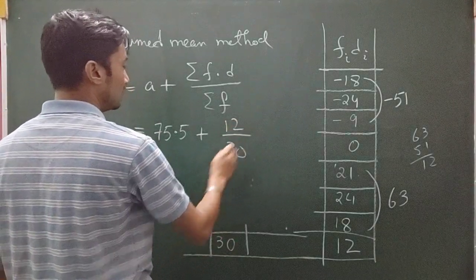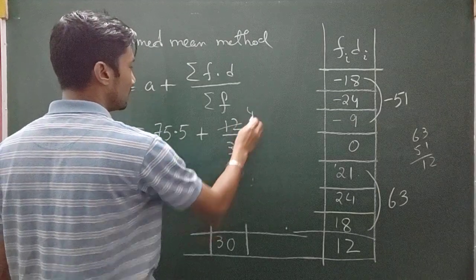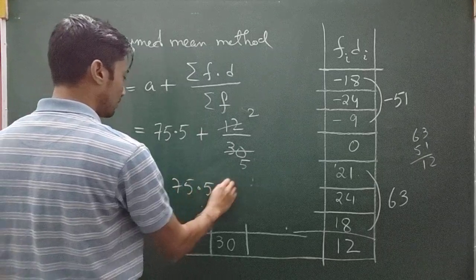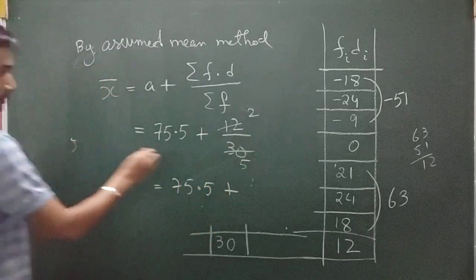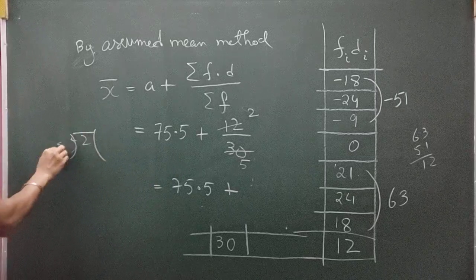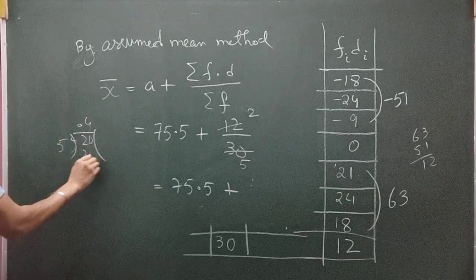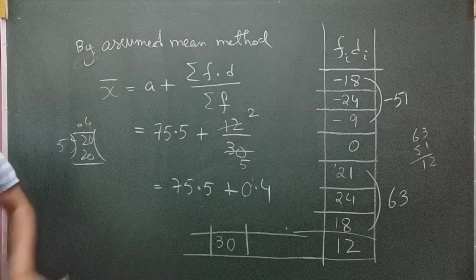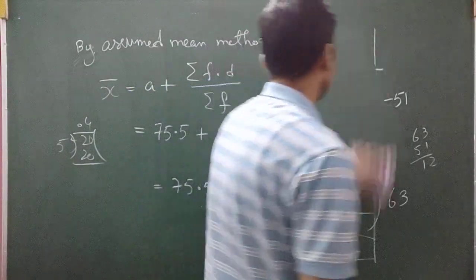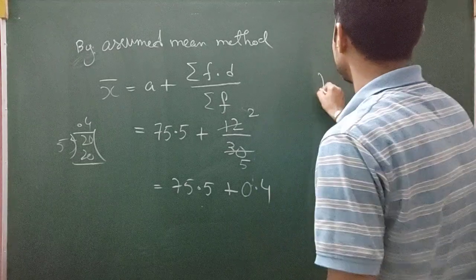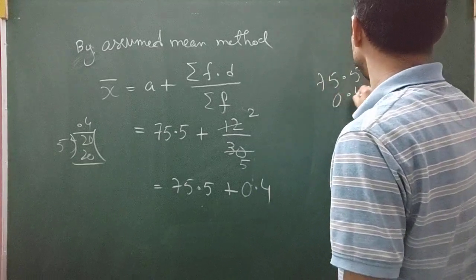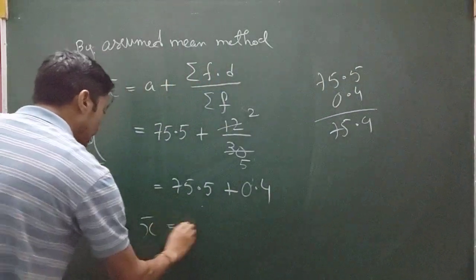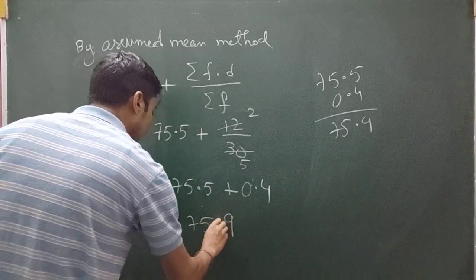Summation of f, 30. So let's calculate this. 6 2s are 12. 6 5s are 30. So 75.5 plus, let's divide 2 by 5. 2 divided by 5, so 0.4. 5 4s are 20. So you add it up, you will get your mean. So 75.5 plus 0.4, so our mean x bar is 75.9.